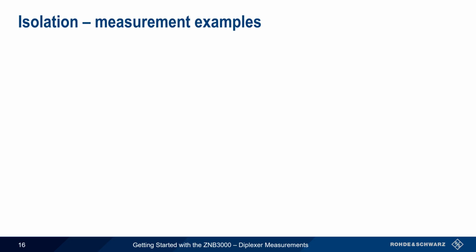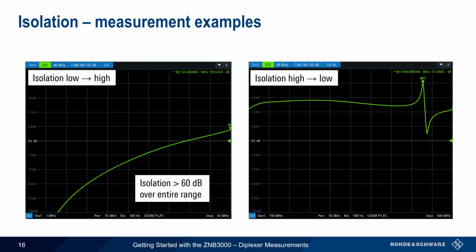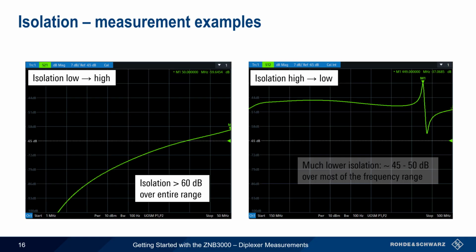Here we're measuring the isolation between the low port and the high port over the low port's frequency range. We can see that the amount of power that's transferred to or leaks from port 1 to port 2 is quite small. Isolation here is more than 60 dB over the entire frequency range and exceeds 100 dB at the low end. But the isolation from the high port to the low port of this diplexer is not nearly as great, only between 45 and 50 dB over this frequency range, with a pair of positive and negative peaks towards the higher end of the range.